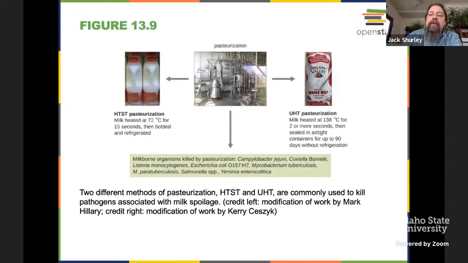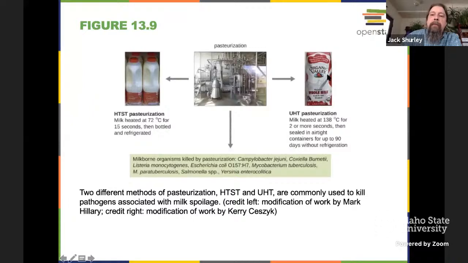But instead of holding it for 15 to 20 minutes, here it's only 2 seconds. So just a brief, super high temperature for just seconds, and then it's brought down. It's sealed in airtight containers. And once this is done, this stuff can be safe on the shelf for a couple of months, 3 months or so, without any sort of refrigeration.